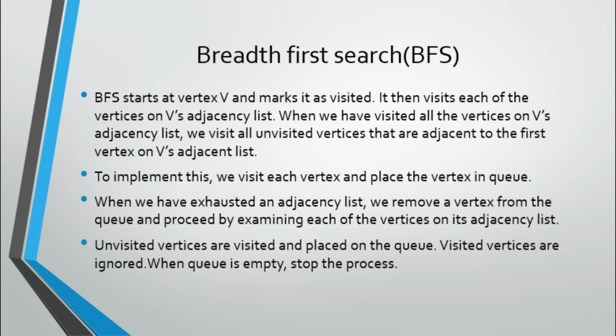So the breadth first search starts at vertex V once again and marks it as visited. That is how it worked in DFS also. Let us see what is the change. It then visits each of the vertices on V's adjacency list. Okay, so here is the change. This is the main change between the BFS and DFS.